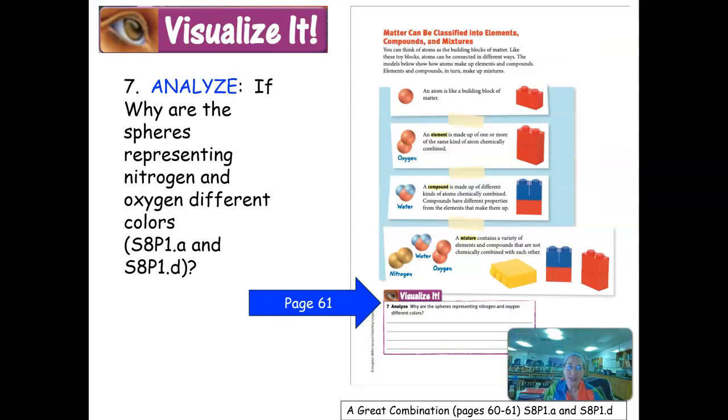Then you have a visualize question, and it asks you to analyze. Why are the spheres representing nitrogen and oxygen different colors? Take a minute, give that some thought, and fill it in.